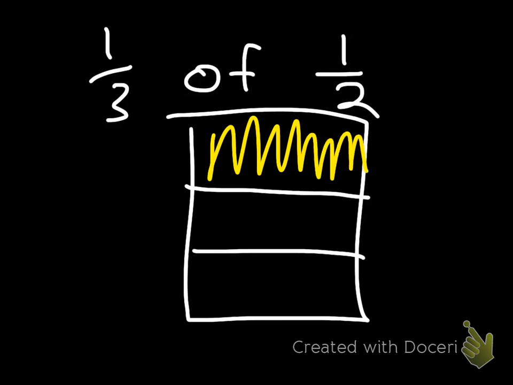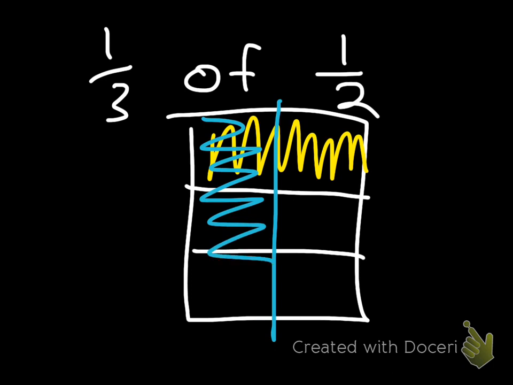Okay, the next step is to look at our other fraction, which is 1/2. To solve 1/2, I'm just going to break it the opposite way. I'm not going to break it this way. I'm going to break it the opposite way. And I'm going to shade in that whole half. Now to get our solution, we have to look at how many boxes have yellow and blue in them both.